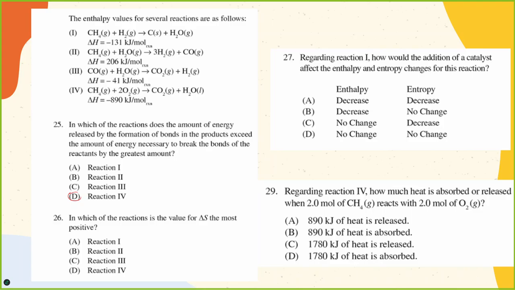All right, looking here at 26, which of these reactions is the value for delta S the most positive? 1 mole of gas, 1 mole of gas, solid. I'm going to call that one a no. 1 mole, 3 moles. So this is like 2 to 4 moles of gas. 2 moles to 2 moles. This is going to be 3 moles to 1 mole of gas and 1 mole of liquid.